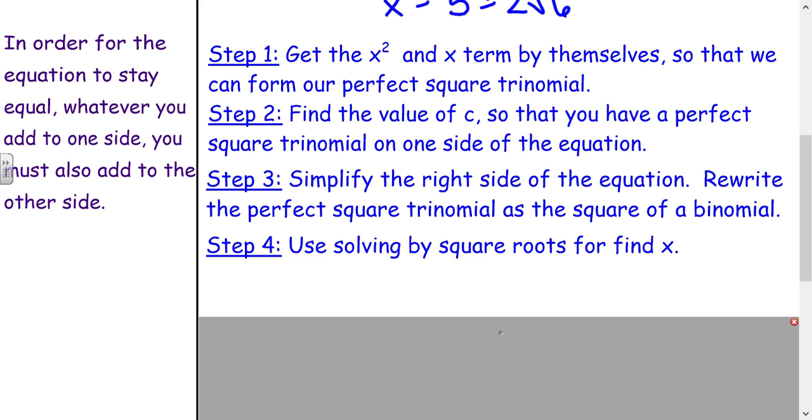So you have to do the b divided by 2 squared formula. Then you add both values of C to both sides. And then you simplify the right side. Rewrite the other side as a perfect square trinomial. And then you factor it to the square of a binomial. And then the last thing you do is solve by taking square roots.